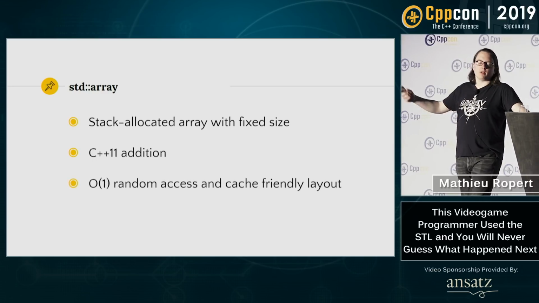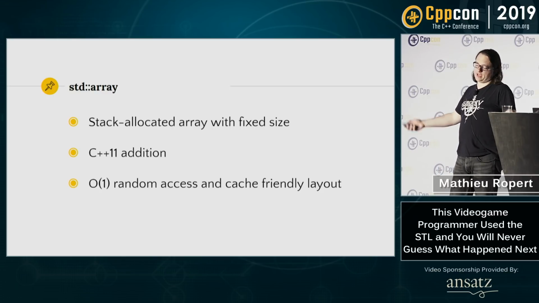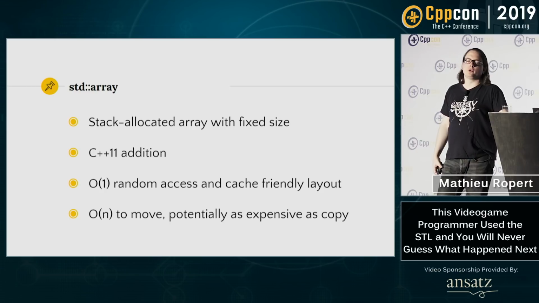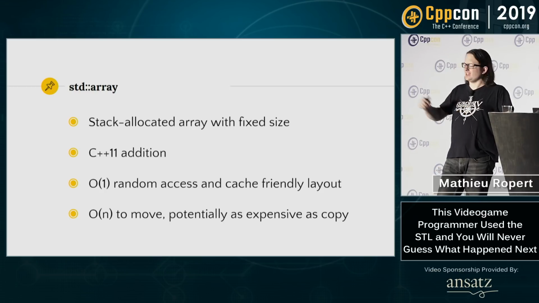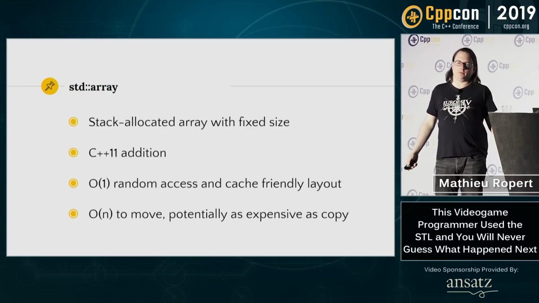So it's great because it has the same properties that vector has in terms of cache and random access. And yes, you have to move all the bits every time you move it. So remember that it's not because it's moved that it's cheap. And that's the thing I'm trying to hammer on here. Move doesn't mean free. It might mean cheaper, but sometimes it's not. Sometimes it's as expensive as copy.